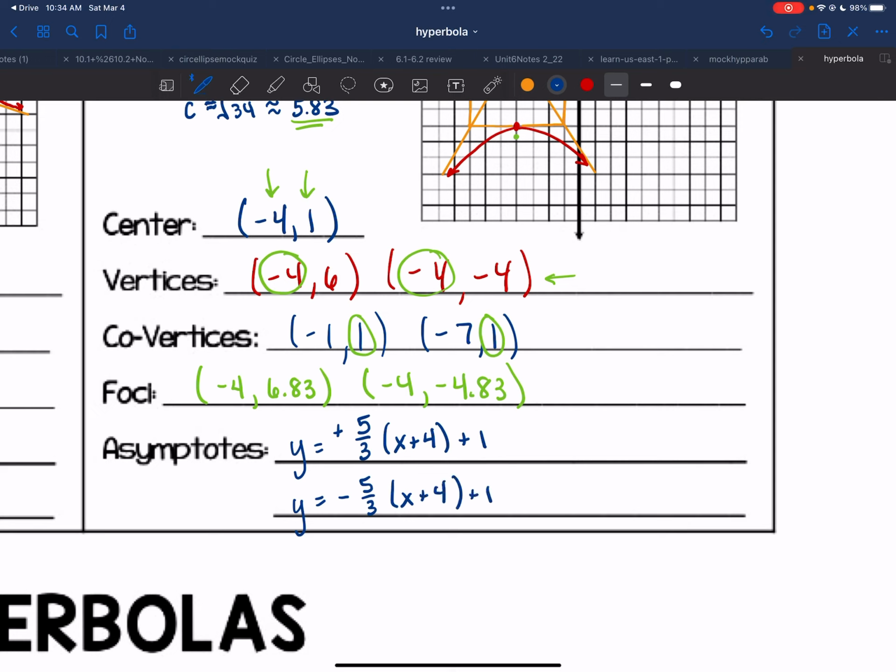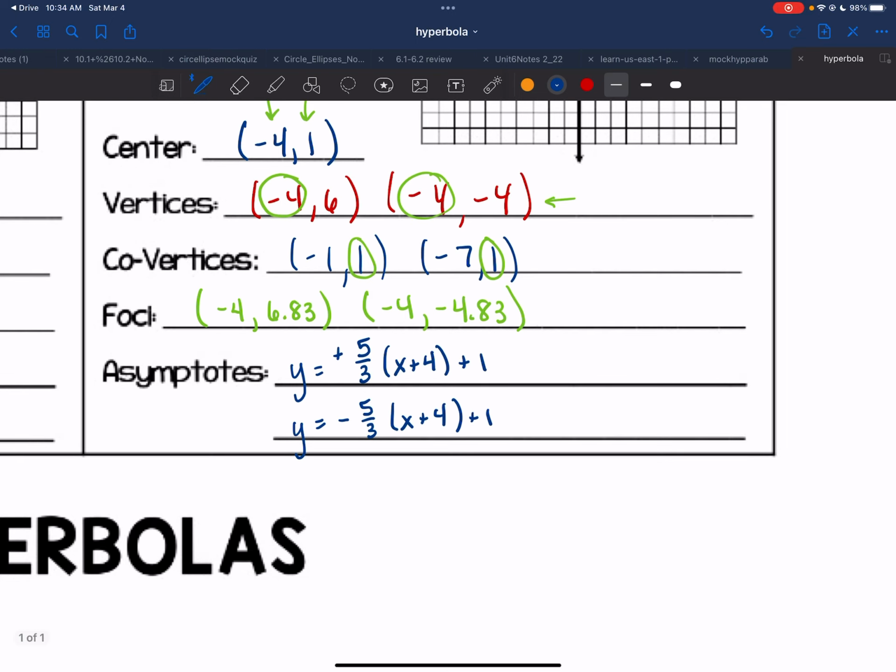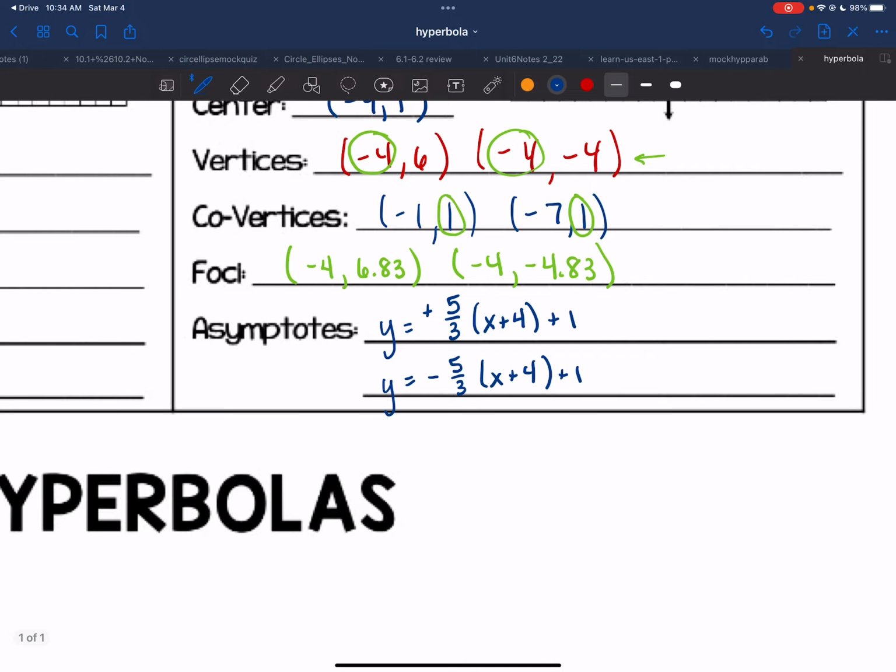You can go ahead and resolve that. You can distribute that 5/3 through X plus 4. And when you have the negative, it's going to end up creating a different value for you. But I am totally fine with you putting it in this construct here.